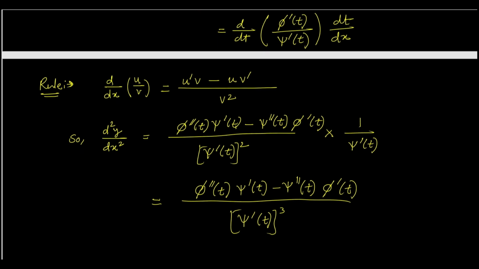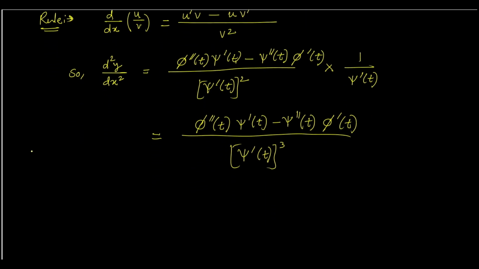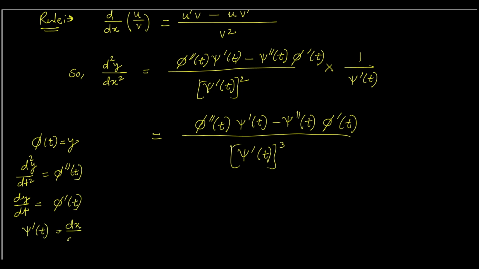Okay, now phi of t, y is a function of phi of t. So phi double dash of t means d2y dt square. That is our phi double dash of t. And dy dt is phi dash of t. Similarly, psi dash of t is dx dt, and psi double dash of t is d2x dt square.